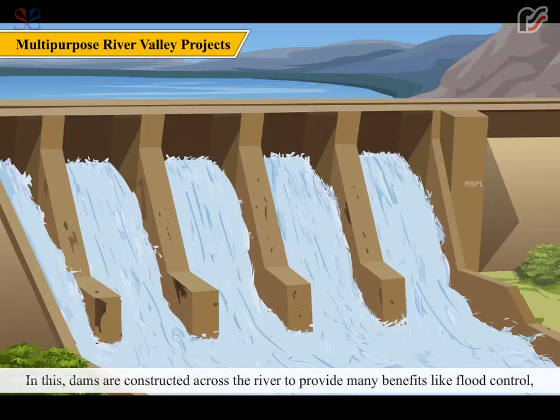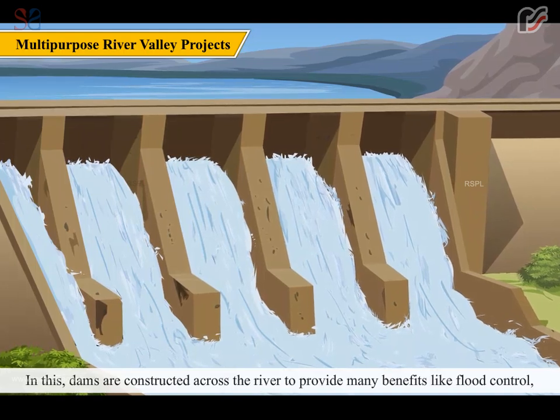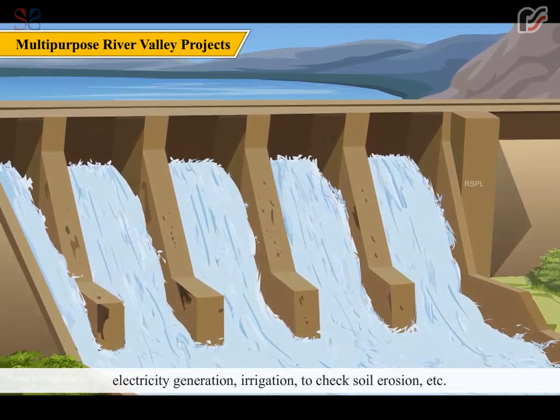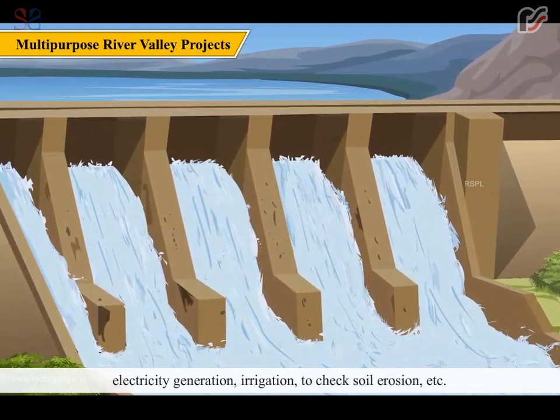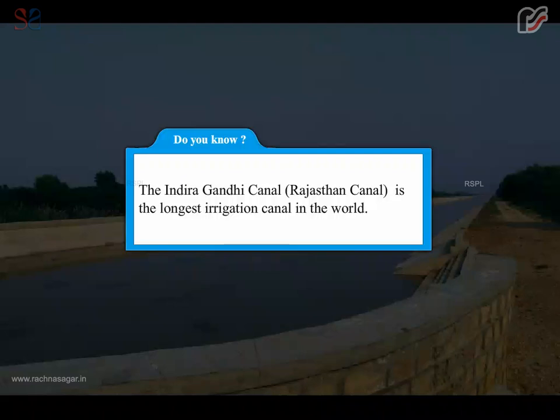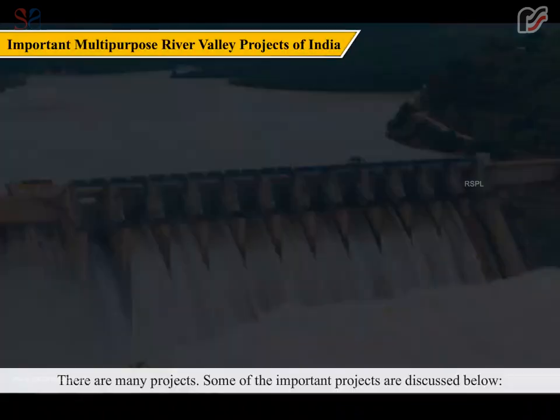Dams are constructed across the river to provide many benefits like flood control, electricity generation, irrigation, checking soil erosion, etc. Pandit Jawaharlal Nehru called these projects the temples of modern India. Do you know? The Indira Gandhi Canal, Rajasthan Canal, is the longest irrigation canal in the world. There are many projects. Some of the important projects are discussed below.